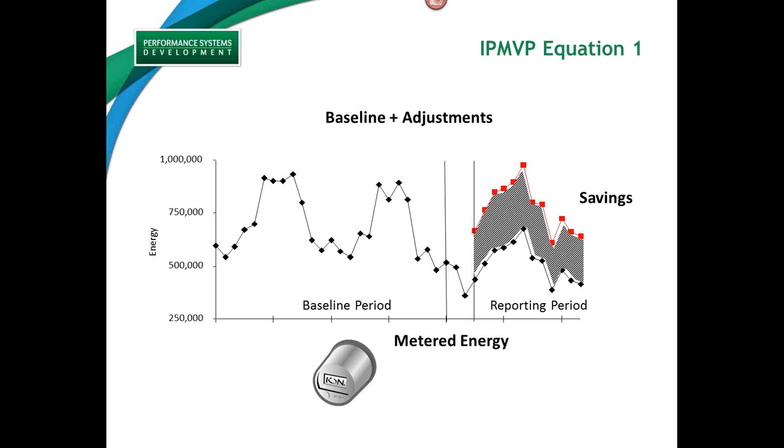So when we start talking about M&V, let's back up a little bit, back up to, say, the 30,000-foot level and say, what are we really talking about here? And what I have on this slide is a graphical representation of IPMVP Equation 1. So this is in the IPMVP Volume 1 document. And you'll see here just a chart. We've got time on the x-axis, and we've got some energy on the y-axis.